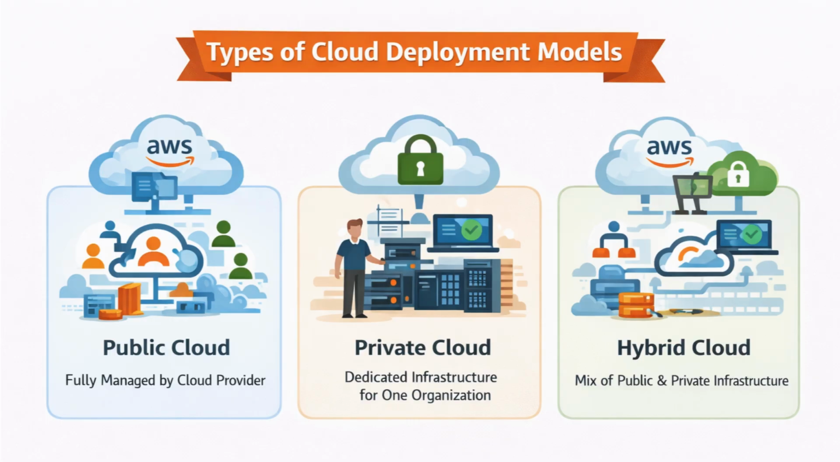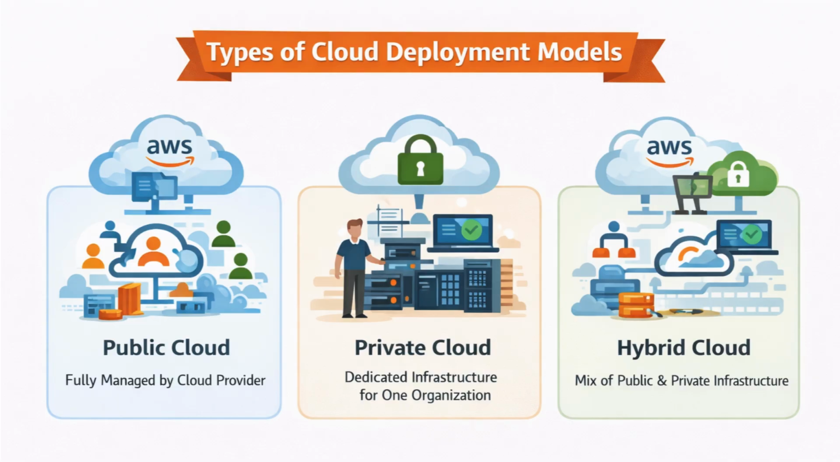Types of cloud deployment models. Before we dive deeper into how applications are built and operated in AWS, we need to understand where cloud infrastructure actually lives and how it's deployed. In cloud computing, this is defined by what we call cloud deployment models. A deployment model describes who owns the infrastructure, where it runs, and how it's accessed.